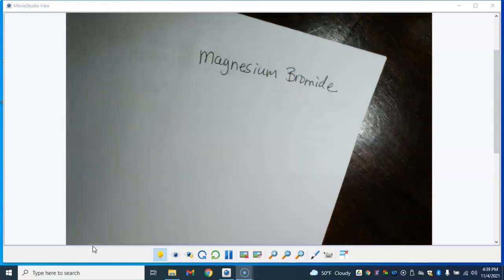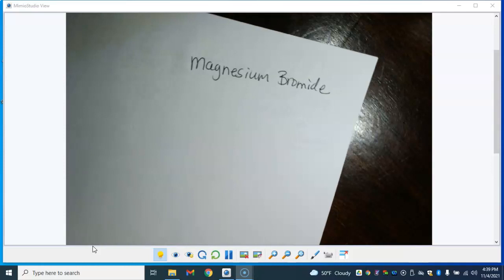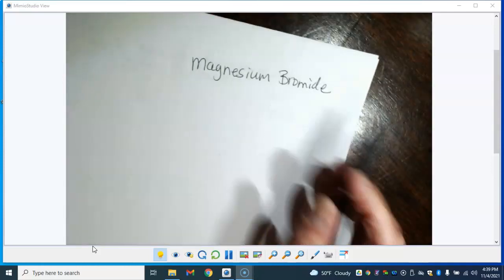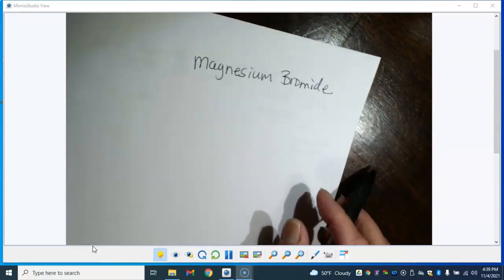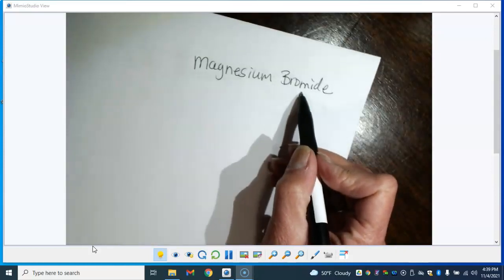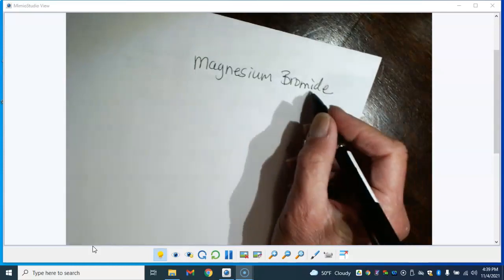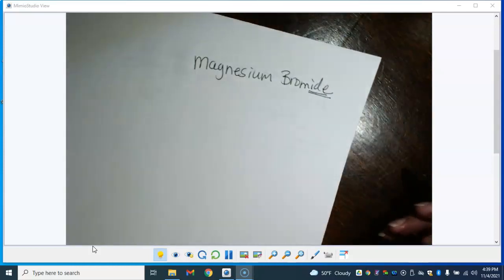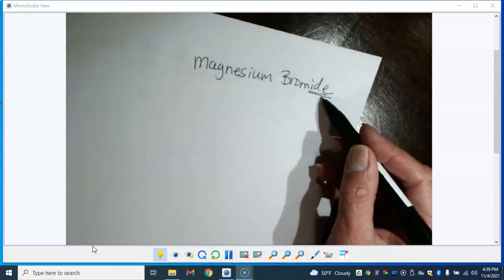Okay. This is a binary compound. I have only two elements: magnesium and bromide, which is bromine. Anytime that second element is in an actual compound, the ending is always -ide. So this is actually bromine.